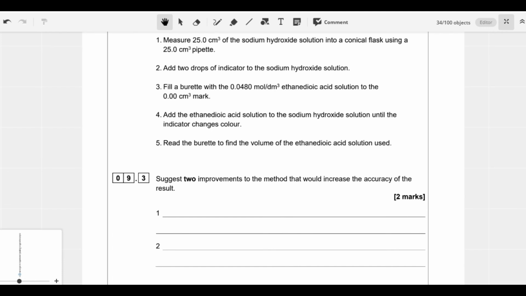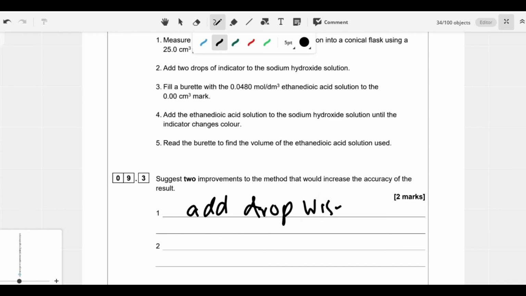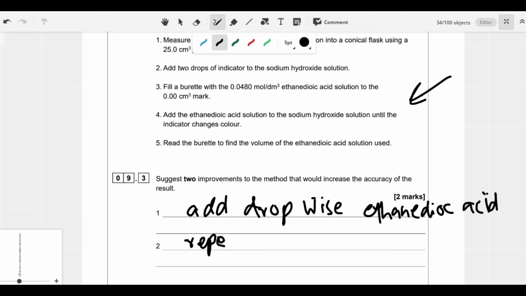So here you need to add ethanedioic acid drop wise, near the end point. And the second one, there is no mean found, so you have to repeat the experiment and calculate the mean.